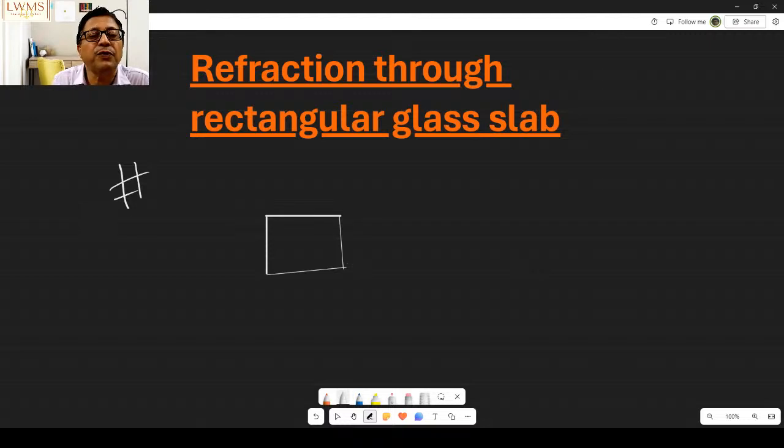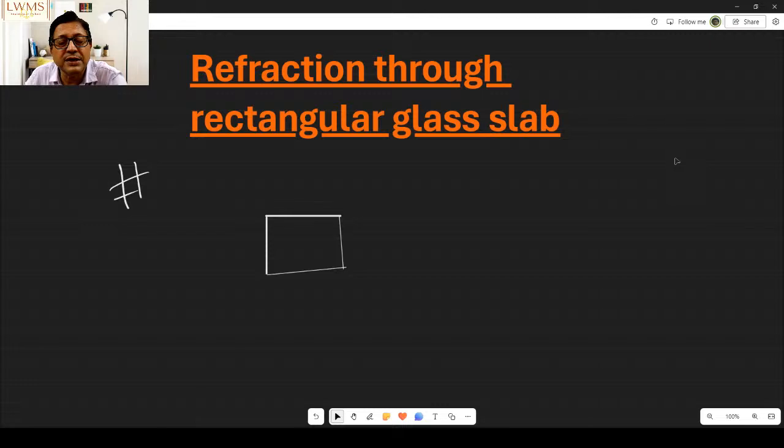Light is allowed to fall on it. It has, say, refractive index mu and thickness equal to T. When light is incident on it, it will suffer refraction. This is your rectangular glass slab.